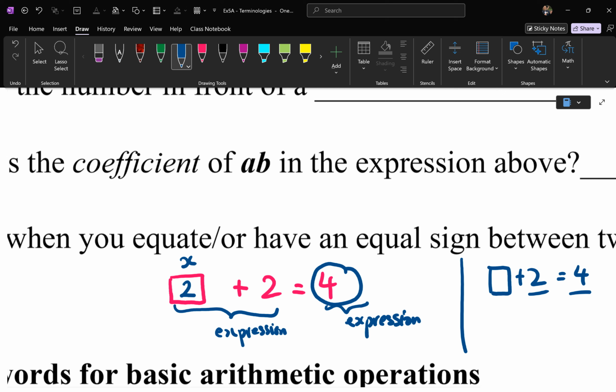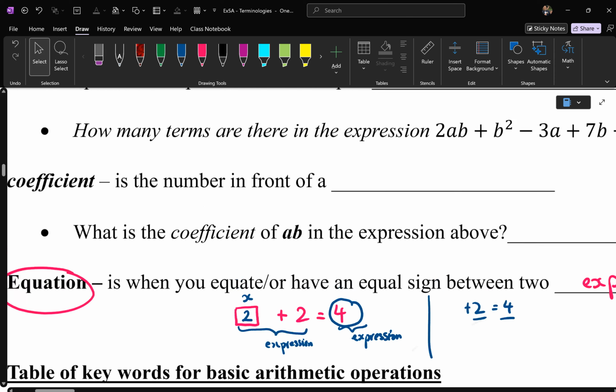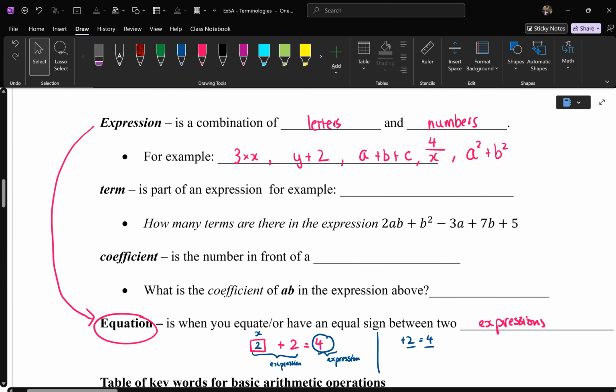But one of the limitations of using shapes is that there's only so many shapes that you can actually draw, and some of them get really complicated. Whereas in the letter system, the alphabet, we have 26 different letters that you can use to represent a scenario that you're unsure of. So in a nutshell, what's the difference between expression and equation?